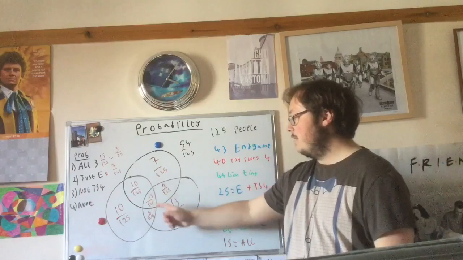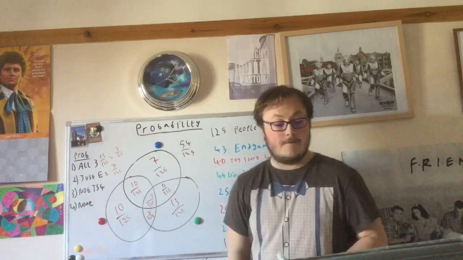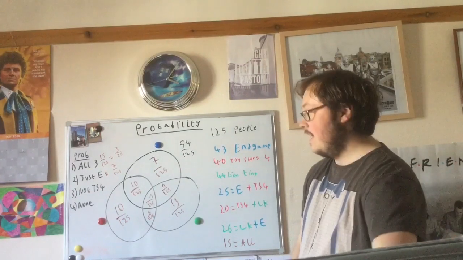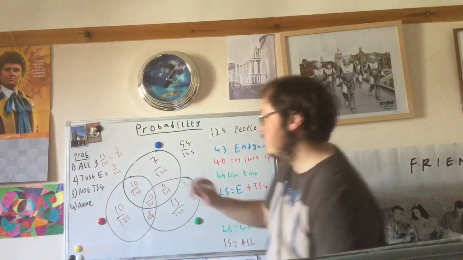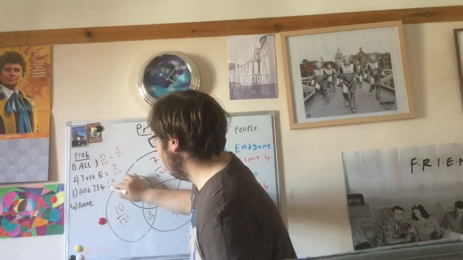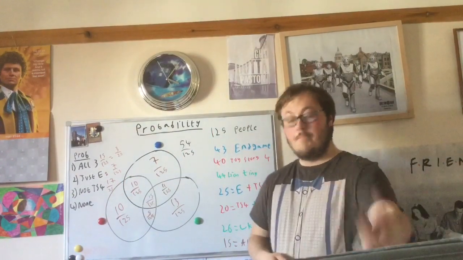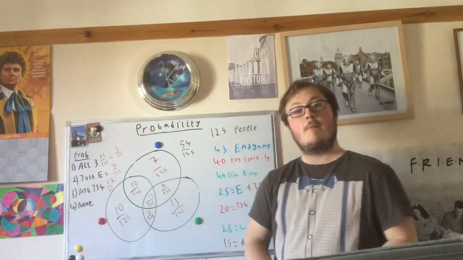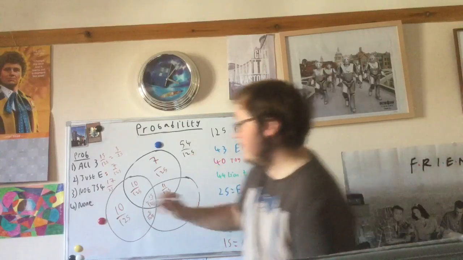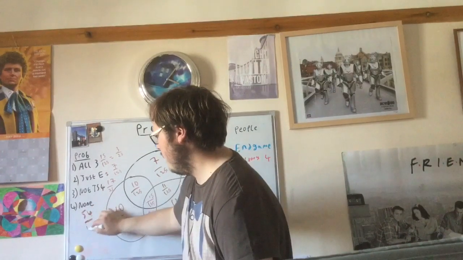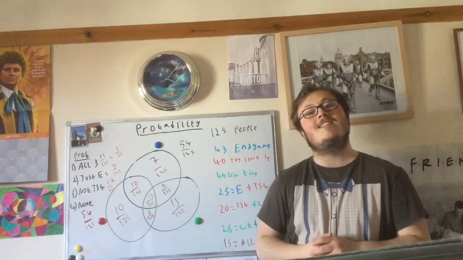So the 7 plus the 11 plus the 13, which got us 31, add our 54. So the actual answer is 85 over 125, which can be simplified to 17 over 25. Complicated one, that. But it helps us find out the answer to this one, the probability that a person saw none of these films. It's just 54 over 125.